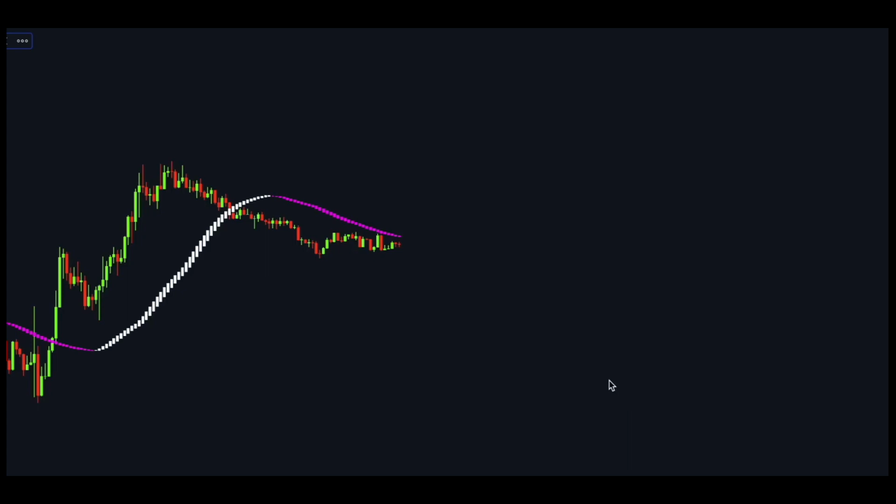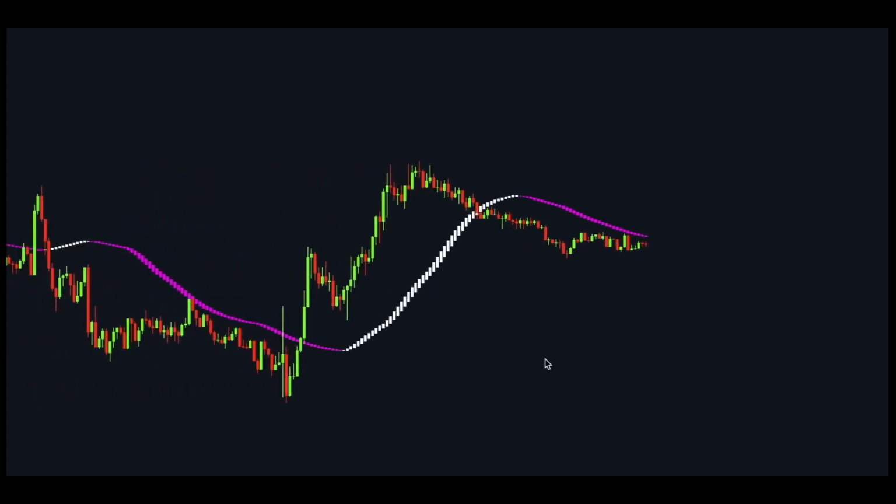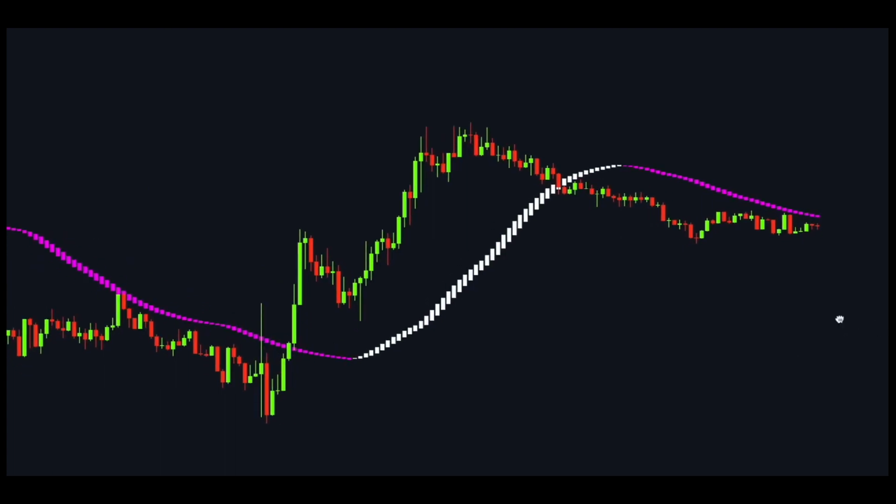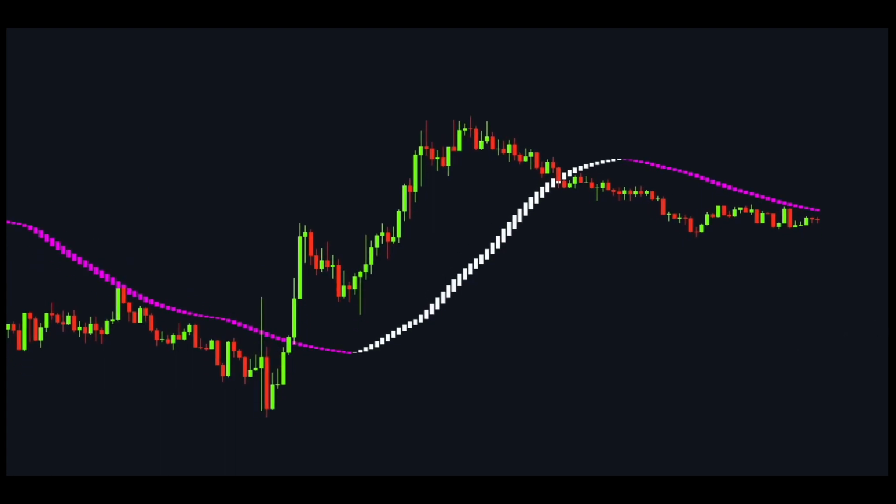The smoothed Heiken Ashi indicator works a bit differently than the regular Heiken Ashi candlesticks. The main difference is that the smooth Heiken Ashi indicator plots the Heiken Ashi candlesticks as a moving average. Now let's see how we can read the indicator.